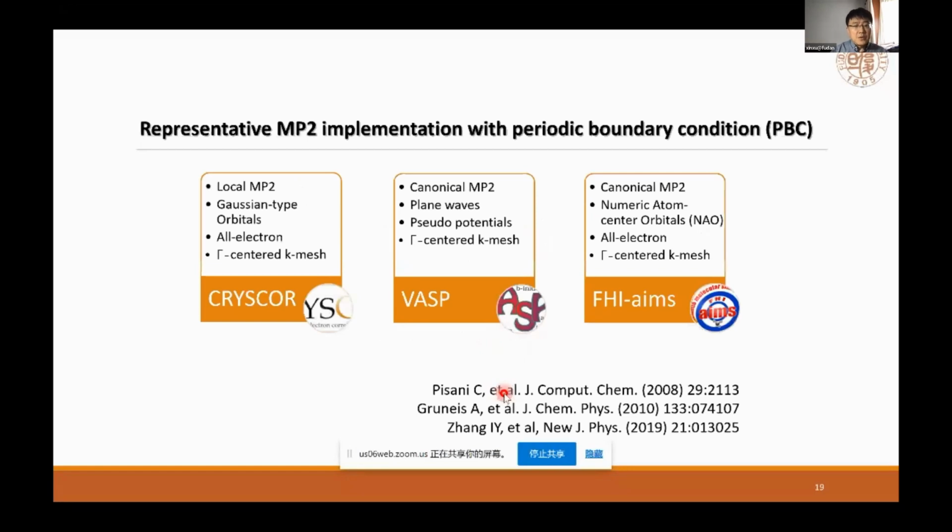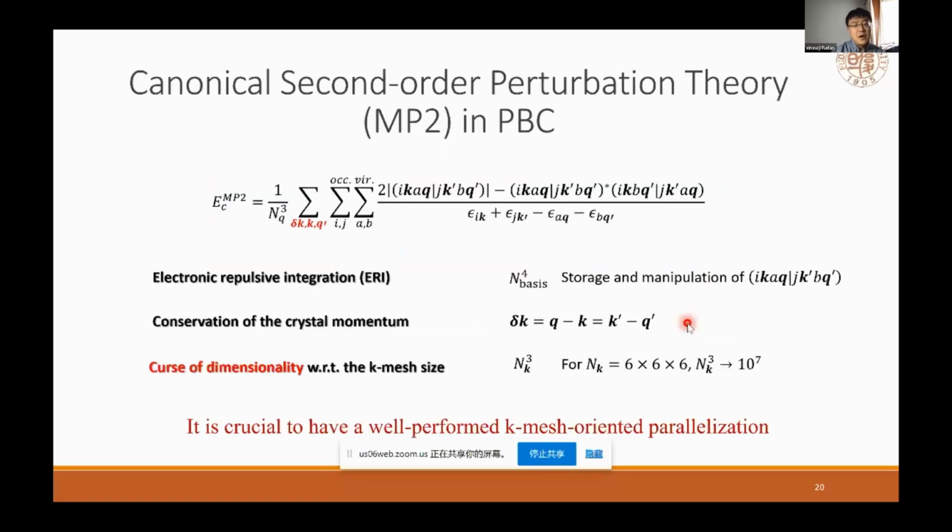So here are some representative MP2 implementations with PBC, and each has its own merits and demerits. Our implementation was accomplished in FHI-aims, which is based on canonical MP2 for all electrons using numeric atom orbitals. So now we are facing new additional challenges.